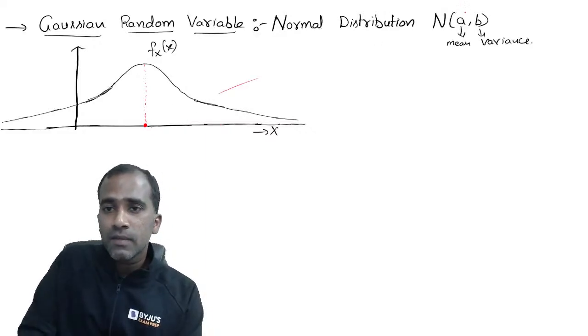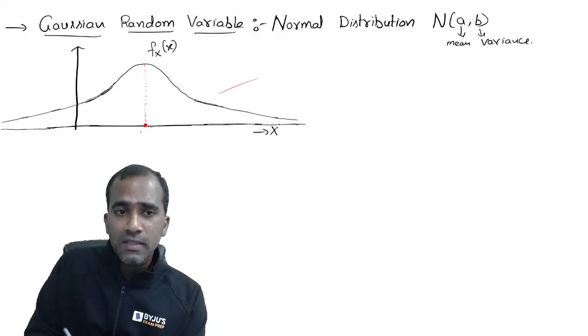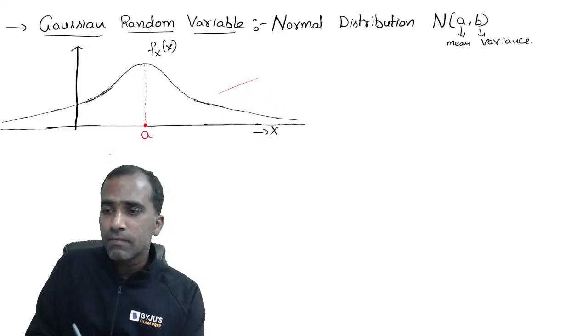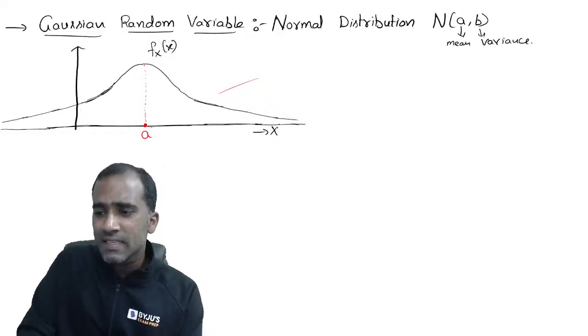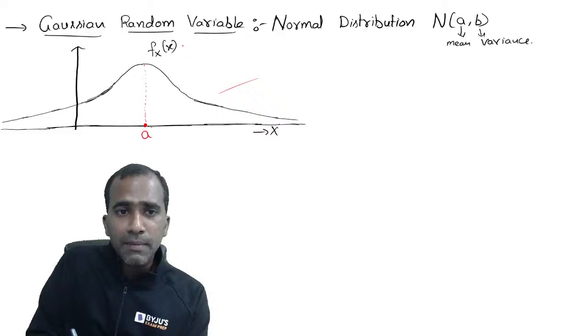Can I say that? So what is the mean value here? In this graph, can I say this is A? Mean value can be anything. I have taken it as the letter A in this example. Okay, so could you tell me the equation here?